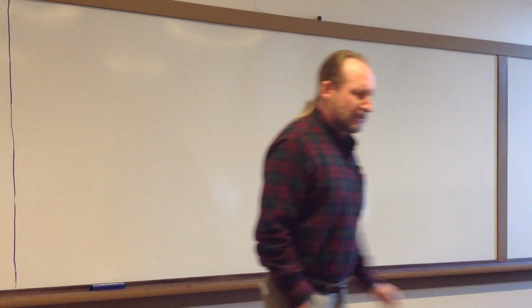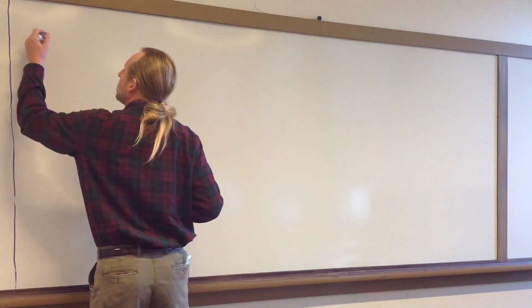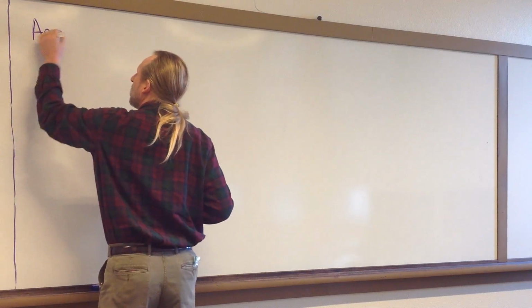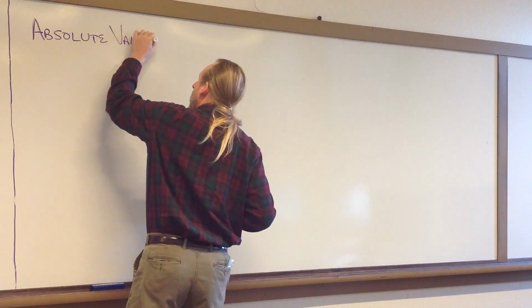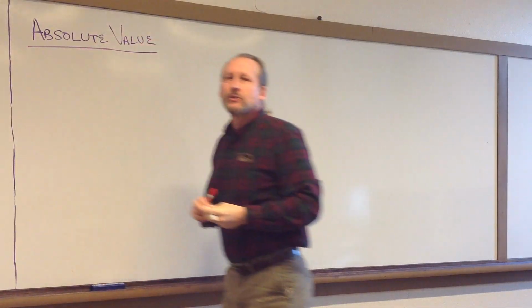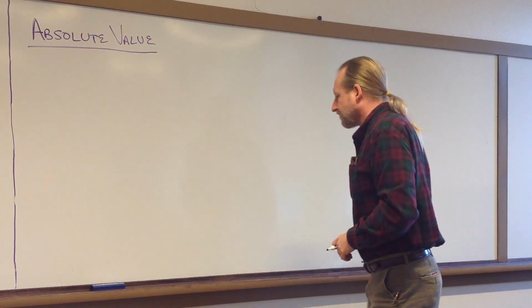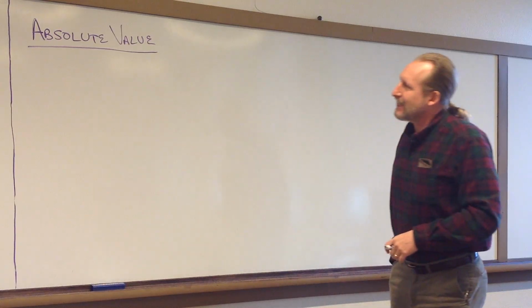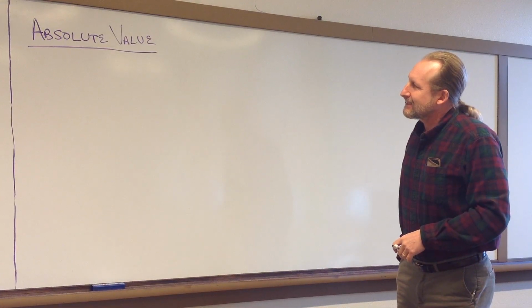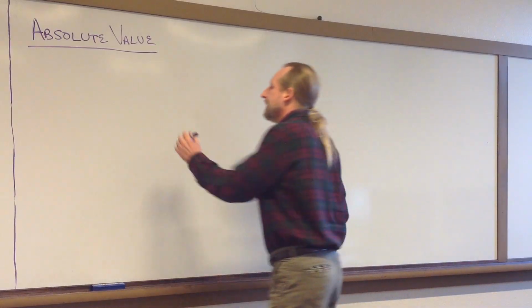Well, this video is for Math 70, and the topic for this assignment is what's called absolute value. Okay, so absolute value is, I don't know what to call it. It's a function, it's a definition of distance from zero.